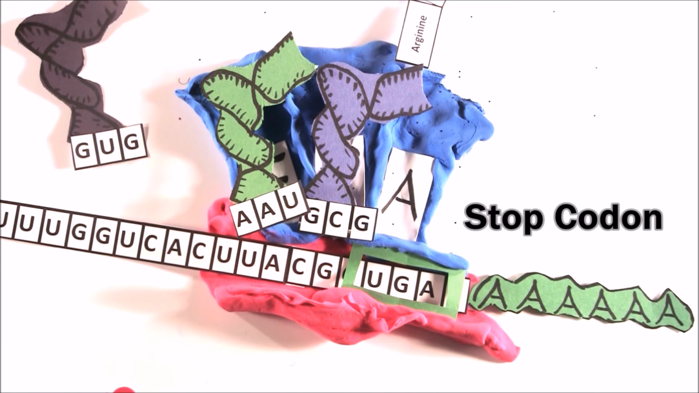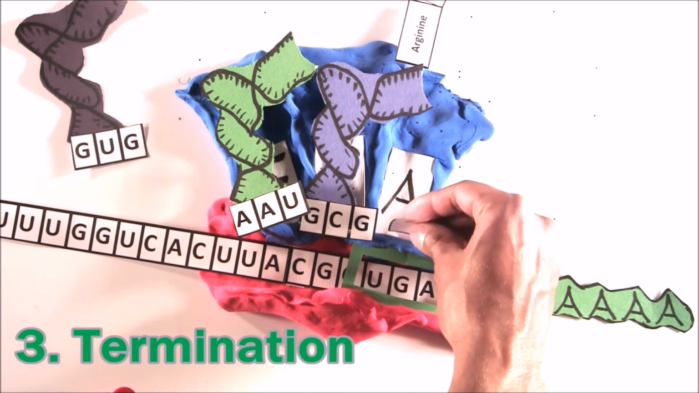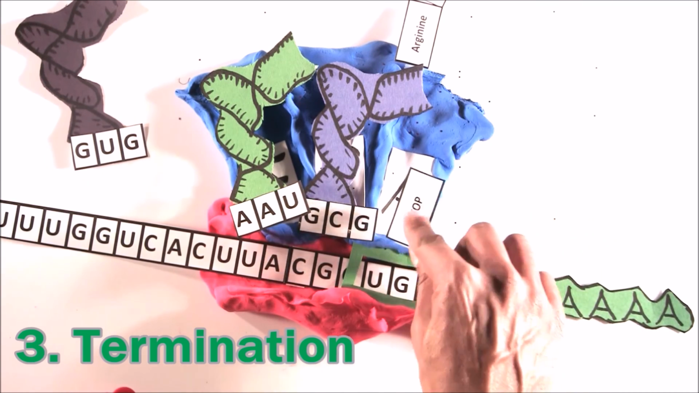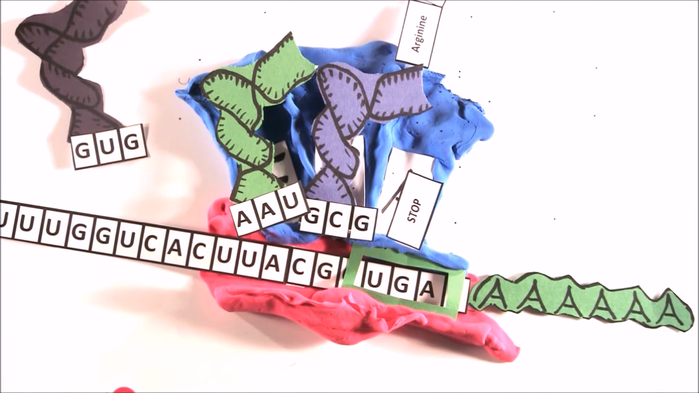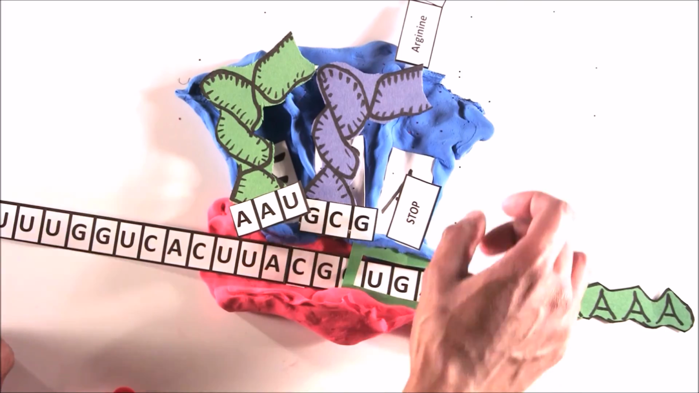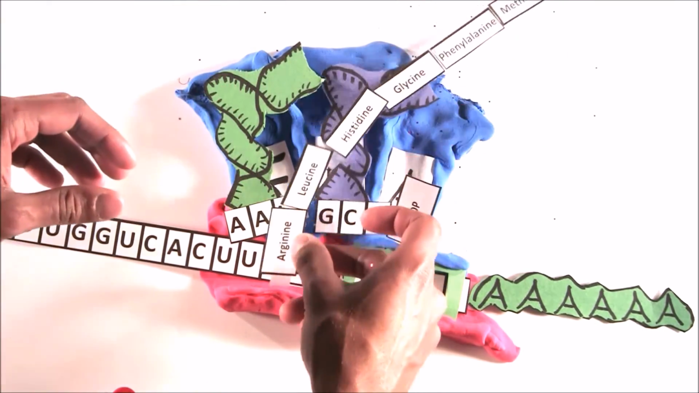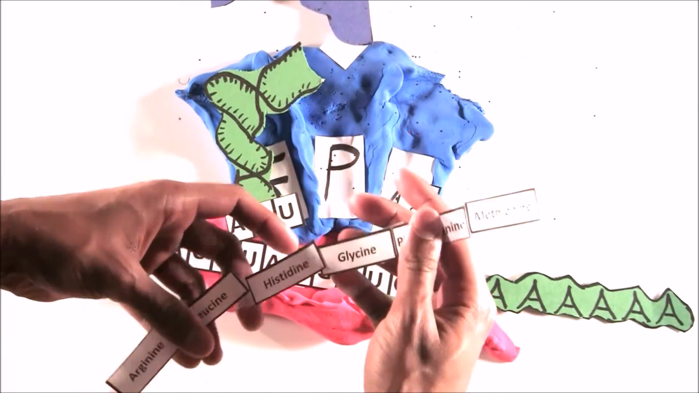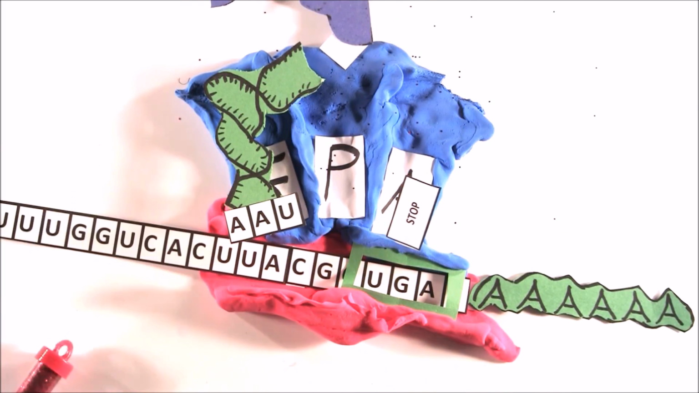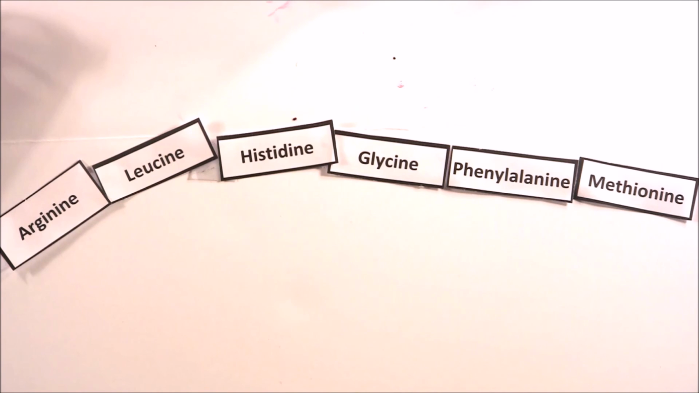The stop codon signals the beginning of termination, where a release factor is recruited onto the A site, and that leads to the release of the peptide chain. This peptide chain, or amino acid sequence, needs to be folded to become a functional protein. And that concludes translation.